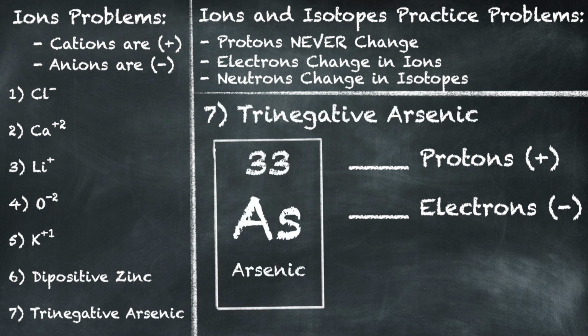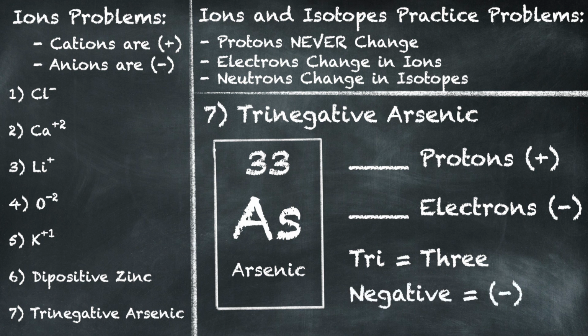Finally, we get to our tri-negative arsenic ion. Okay, so just like our last one, we break down our tri-negative. Tri meaning 3 like tricycle, and then negative is our root word. So it's a negative 3 on our arsenic. So this is arsenic minus 3. That means it has 3 more electrons than protons. If we know that arsenic has 33 protons, and it's a negative 3 charge, so 3 more electrons than protons, that means it has 36 electrons.